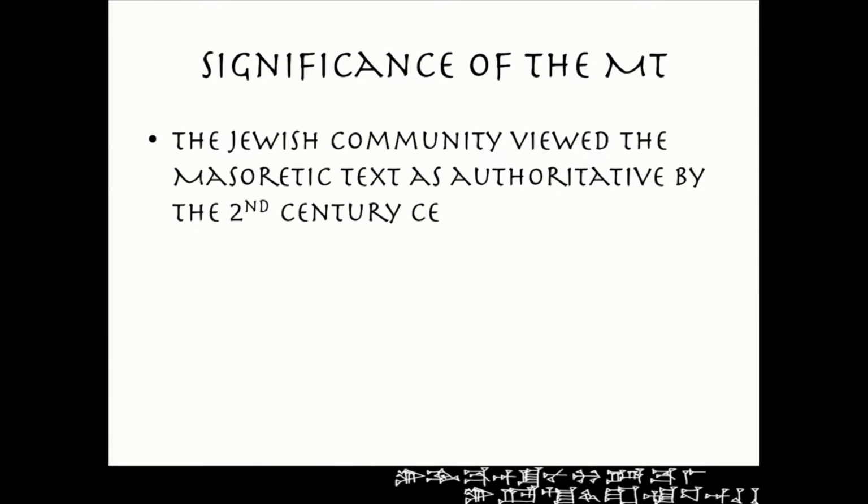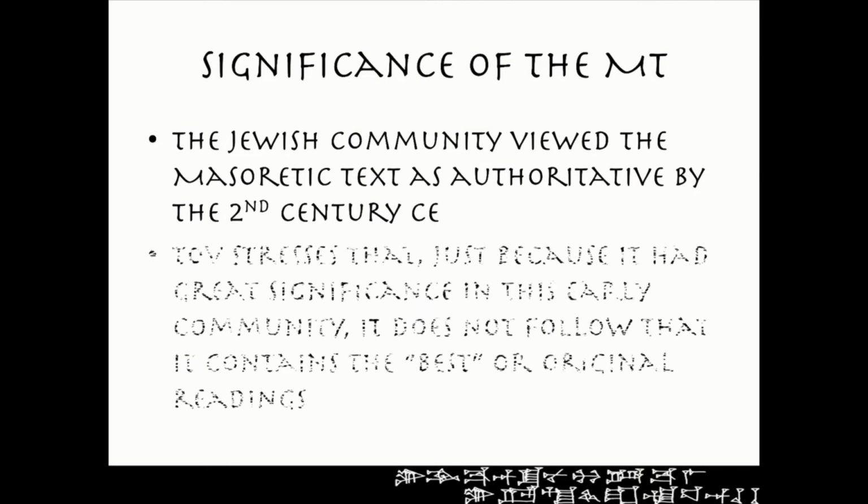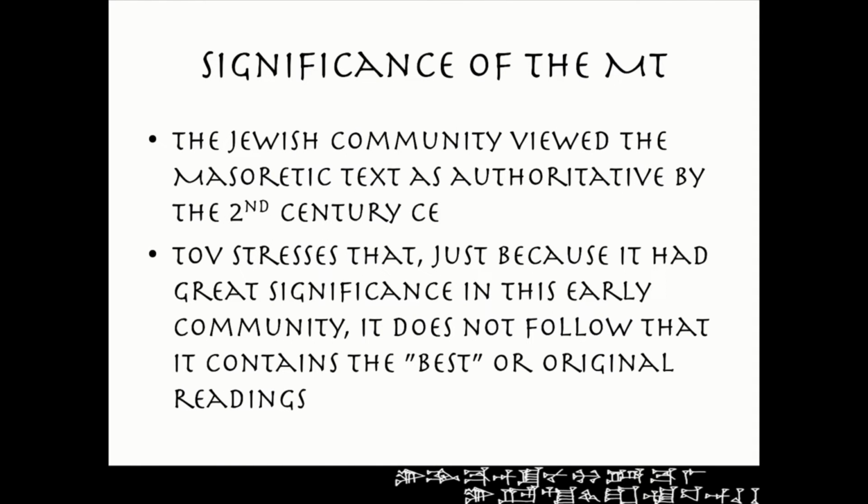Now, the significance of the MT. Well, I already mentioned that the Jewish community viewed the Masoretic text as authoritative by the 2nd century CE. Tov stresses that just because the MT had a great significance in this early community, it does not follow that it contains the best or the original readings. Just because this textual tradition was authoritative in a way that other traditions were not, does not mean that it necessarily contains the best readings.